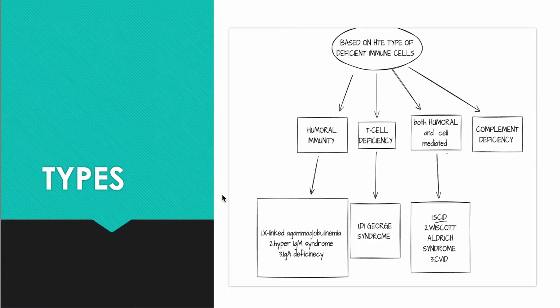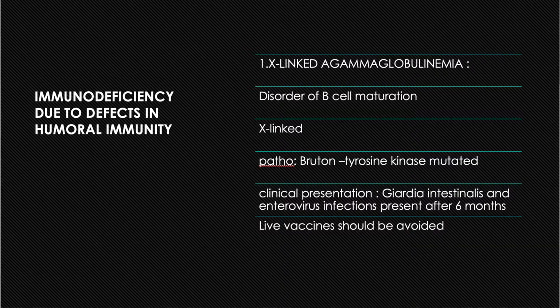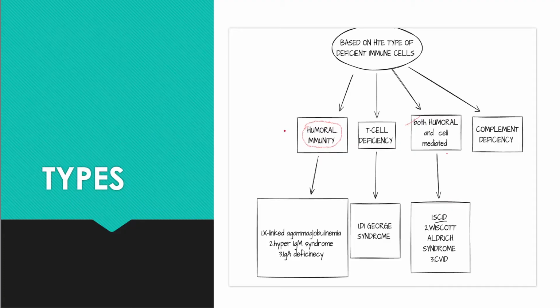Now, I'm going to start with immunodeficiency disorder, and I've tried classifying immunodeficiency disorder based on the type of the component of the immune system that is affected. So I've classified it into humoral immunity deficiency, T cell deficiency, both humoral and cell mediated immunity deficiency, and then complement deficiency. We're going to talk about everything in detail in the later part of this lecture. So, first, we'll talk about immunodeficiency due to defect in humoral immunity.